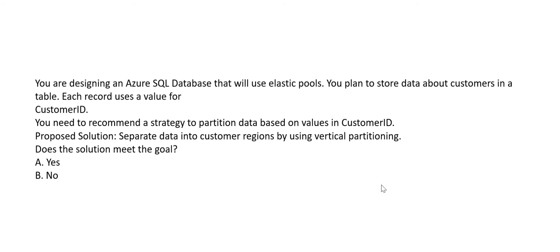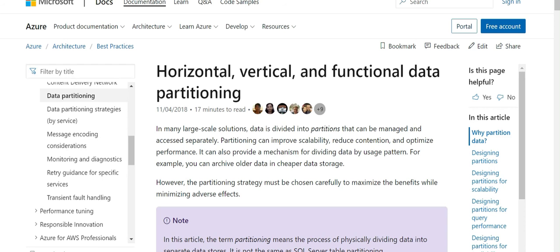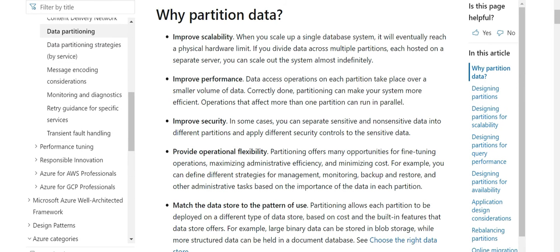So let's look at what the partitioning options are first. When you want to partition, you have these options: horizontal partition, vertical partition, and functional partition. First, what is partition? Why do you do partition? Suppose you want to store all the data for a region, for example North America, in one database, and all data for Europe in another database. Instead of putting it into different databases, you can partition your database or partition your tables.